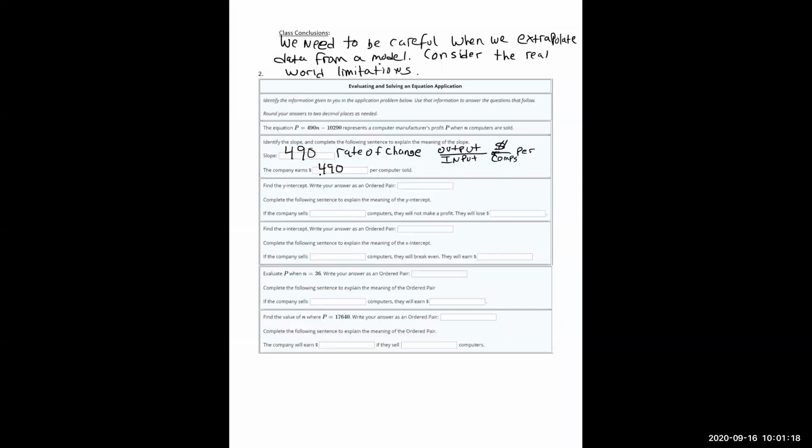So think of this as my output, there's my per, and then computers was my input. So computers sold. All right, find the y-intercept, write your answer as an ordered pair. So I think most of us can identify the b value here is negative 10,290. So there's our y-intercept.